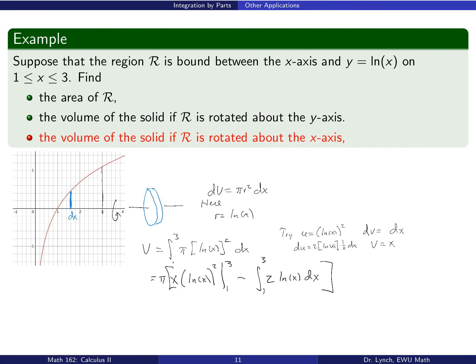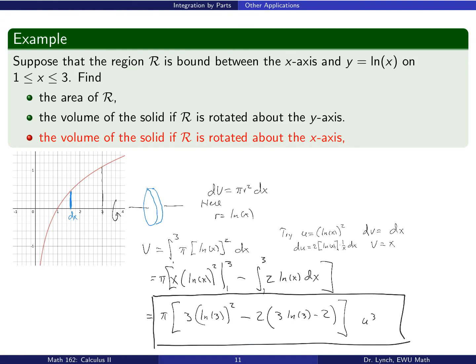So we're left with pi times the quantity x natural log of x squared, evaluated from 1 to 3, minus a new integral from 1 to 3 of 2 times the natural log x dx. Now this second integral is one that we just did, and the first one is one that we can evaluate quickly. So I'll just go ahead and write those two down.